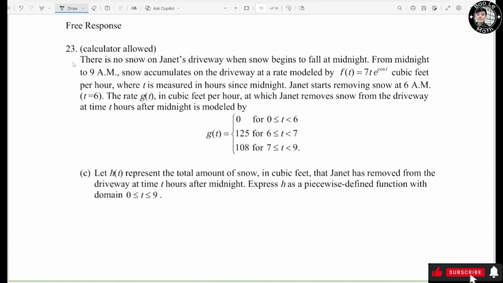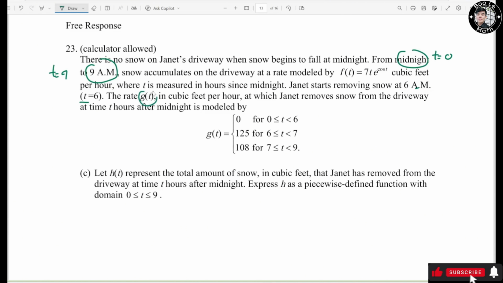Now let's move on to question 23. There is no snow on Janet's driveway when snow begins to fall at midnight. From midnight to 9 a.m., snow accumulates on the driveway at a rate modeled by f(t) = 70 e^(cos t) cubic feet per hour, where t is measured in hours since midnight. Janet starts removing snow at 6 a.m., which means t equals 6, so 9 a.m. is t equals 9, and midnight is t equals 0, right?